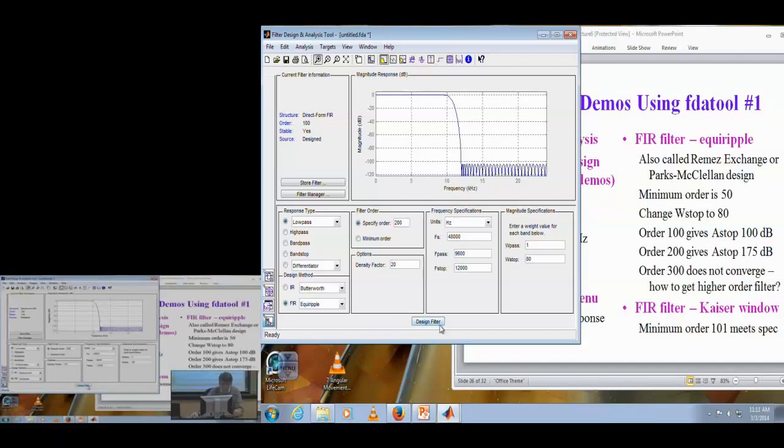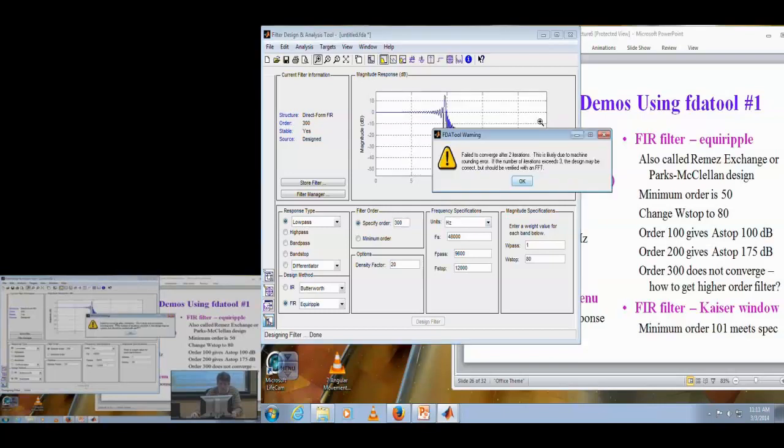It should have a much lower stop band attenuation, and it does. It's now down to the minus 180 maybe range. It's pretty amazing. All right, let's try order 300. Now I've already given you the hint. This doesn't converge. Okay, so it tells you.